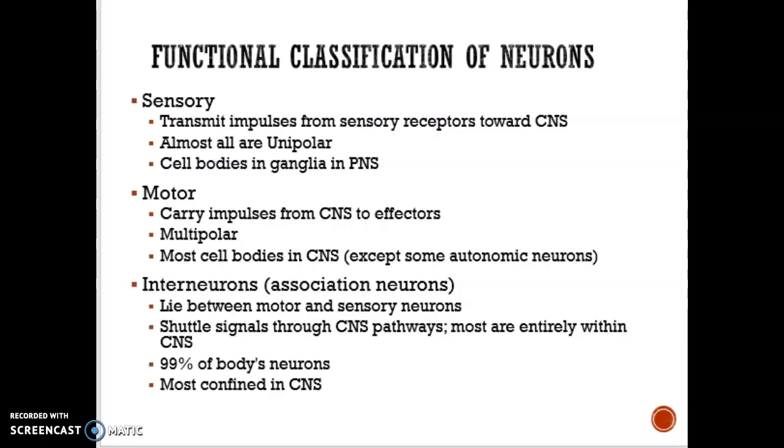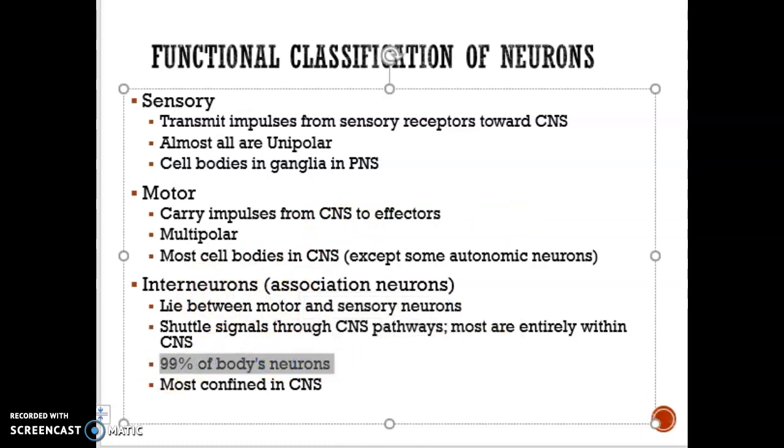Here's what they look like: sensory, motor, and interneurons. Sensory transmitting impulses towards the CNS. Motor is carrying impulses away from the CNS, and then interneurons are the ones between. And as I mentioned before, 99% of the body's neurons are found in the CNS.